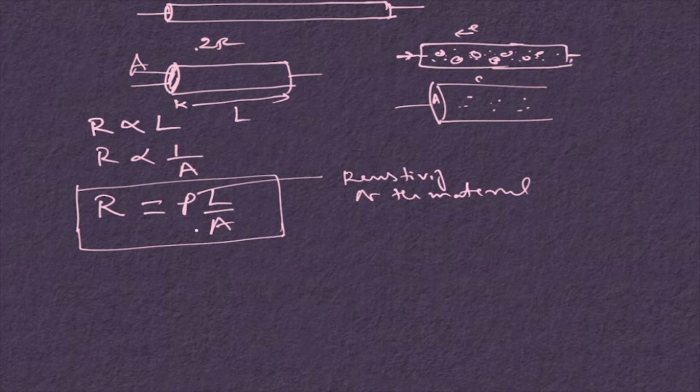For aluminum it is different, for iron it is different, for gold it is different. If the resistivity is more, then the resistance will be more. R is equal to rho L by A. Then we can write that rho is equal to R A by L. So what is the unit of rho that we can find from this formula?